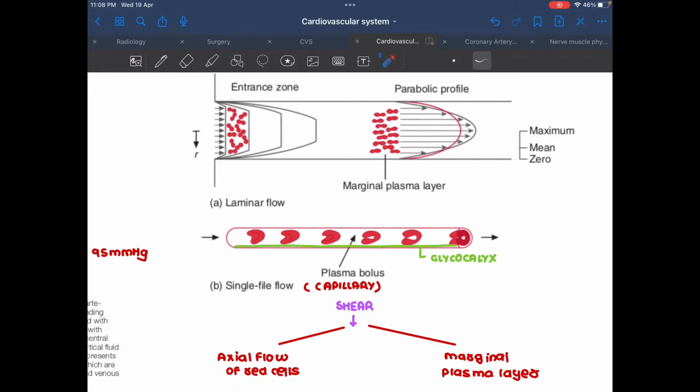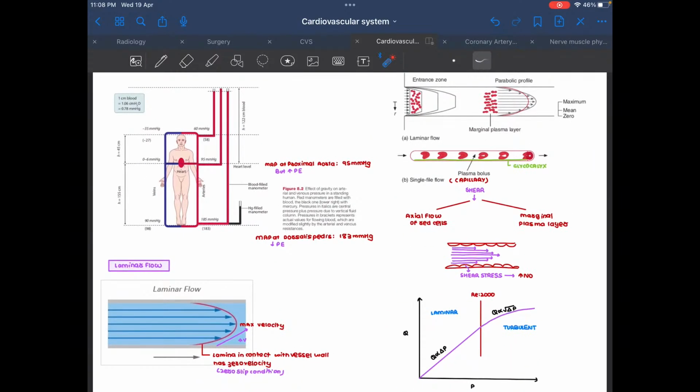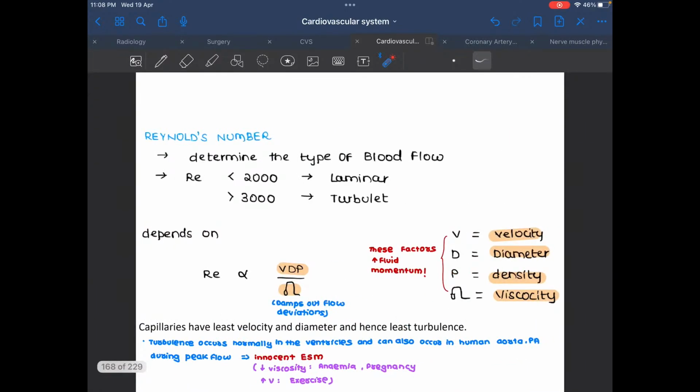ठीक है, तो marginal plasma layer यहाँ पे होगी, and I'm going to see RBCs traveling in the center of that vessel. ठीक है, right. So what is this Reynolds number? So let's just calculate it.